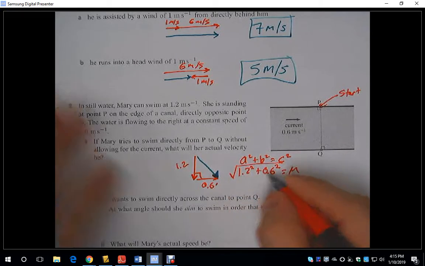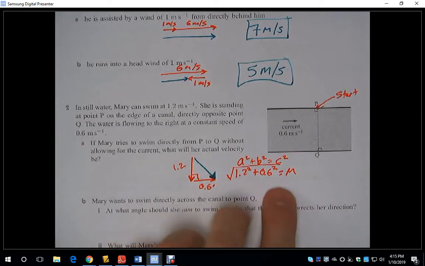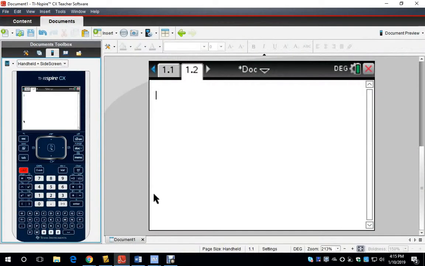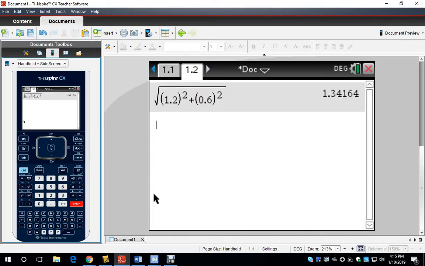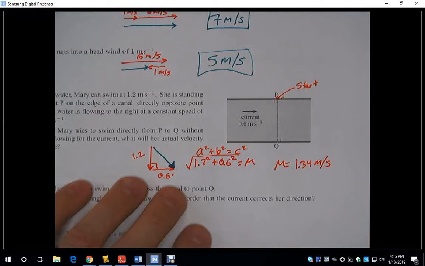And so I'm just going to throw this into my calculator to find out what the magnitude is. So I have the square root of 1.2 squared plus 0.6 squared, and that gives me 1.34. My magnitude is 1.34 meters per second. So there you go.